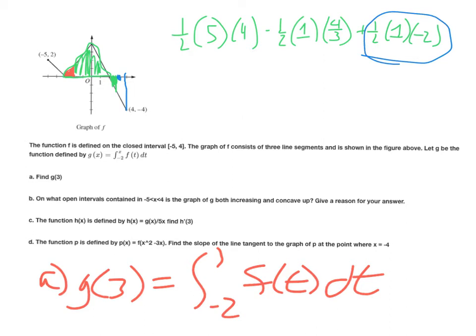Part B, where are we both increasing and concave up? Well, we're increasing if the derivative is positive. So if g prime is positive, and we're concave up if g double prime is positive. Well, g prime is just f. So that being positive just means that the function is above the x-axis. G double prime would then be f prime, which means that the graph f is increasing.